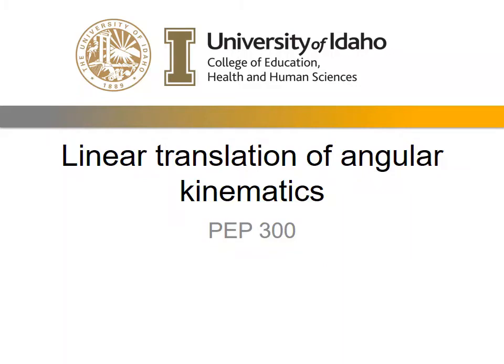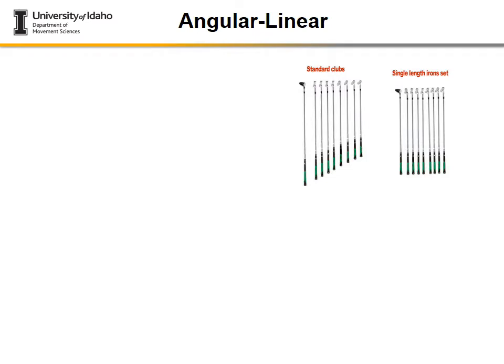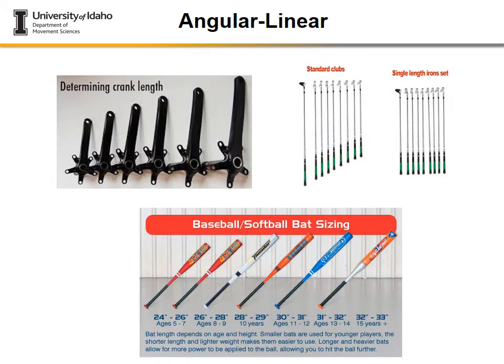Now we're going to merge angular and linear kinematics together and convert the angular motion into its linear counterpart. This is very important, and it's the purpose of golf clubs, crank lengths, and baseball bats being of different lengths. These differences in length enhance the ability to transfer angular rotation into some sort of linear trajectory of the path. That enhances the transfer of energy into the ball or the pedal for power production in a more efficient manner.